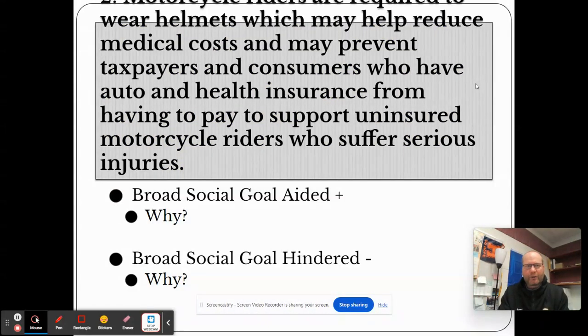Okay, situation number 2, motorcycle. Basically, people using motorcycles are required to wear helmets, which may help reduce medical costs and may prevent taxpayers and consumers who have auto and health insurance from having to pay to support uninsured motorcycle riders who suffer serious injuries. Okay, what broad social goal could be helped or added to here?